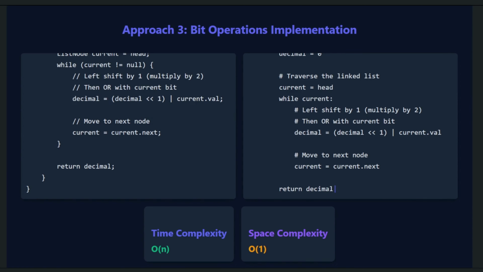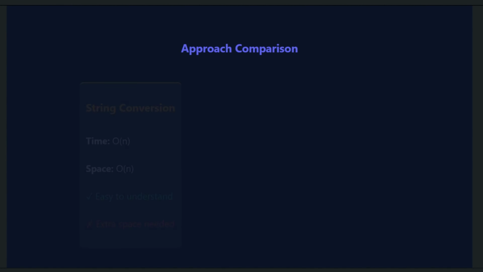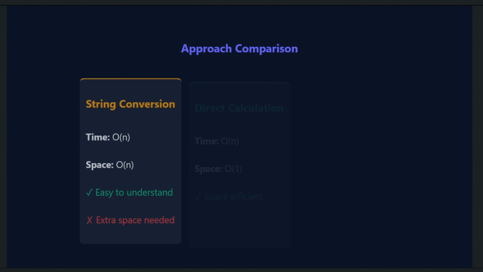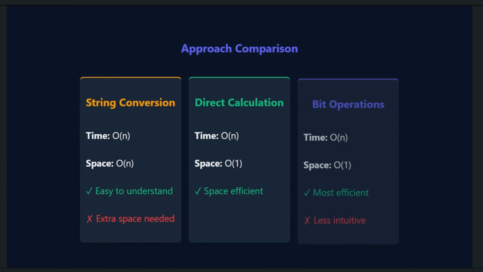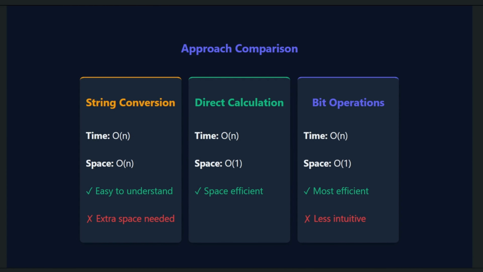Let's compare all three approaches. String conversion: O(n) time and O(n) space, easy to understand but uses extra memory. Direct calculation: O(n) time and O(1) space, the sweet spot of simplicity and efficiency. Bit operations: O(n) time and O(1) space, the most efficient, showing mastery of low-level operations.